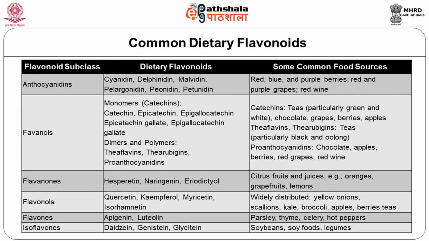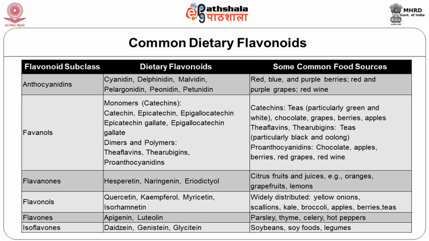Flavanols, a subclass of the flavonoids: monomers like catechin, epicatechin, epigallocatechin, epicatechin gallate, epigallocatechin gallate, and dimers and polymers of these compounds, theaflavins, thearubigins, proanthocyanidins. These are the dietary flavonoids under the subclass of flavanols. What are the examples for this group? Catechins are found particularly in teas, especially green and white tea, and even black tea. Also chocolate, grapes, berries, apples. Theaflavins and thearubigins are abundantly present in teas, particularly black and oolong tea.